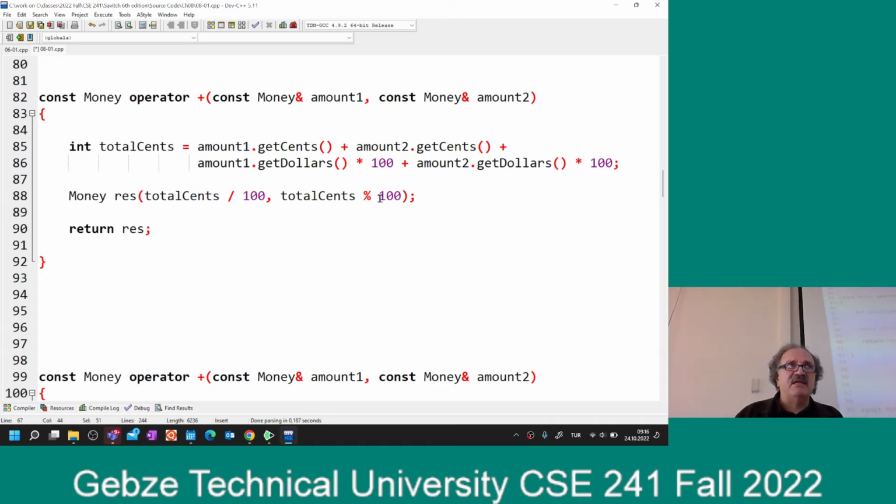So it is calculating the total cents from the cents and dollars parts. So the total cents is this much. This is an integer. So I take the integer division total cents by 100 and total cents modulo 100. That will be my new money object, and I am going to return it. That's it. So the plus operator works this way.